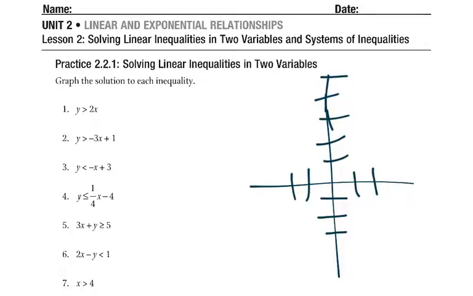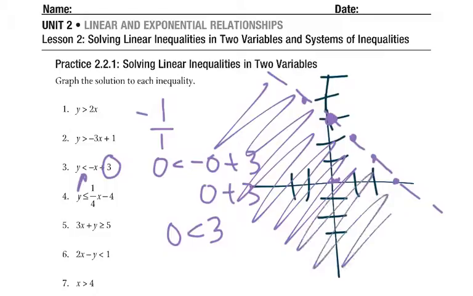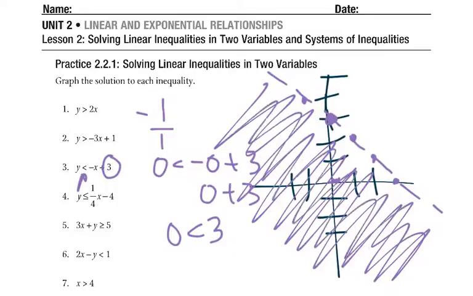Next one. Y-intercept of plus 3. Slope of negative x, that's like negative 1 over 1. So I go down 1 to the right one, down 1 to the right, and so on, or up 1 and to the left. There's no equal to, so it's a dashed line. Pick my test point. I like 0, 0. 0 in for y, 0 in for x. Negative 0 is still 0. 0 plus 3 is 3. Is 0 less than 3? That is correct, so I shade on the same side of my point. If it were false, I would shade the opposite side.